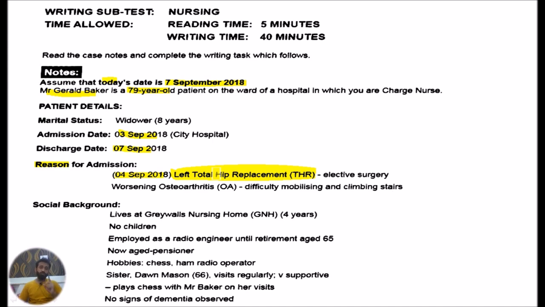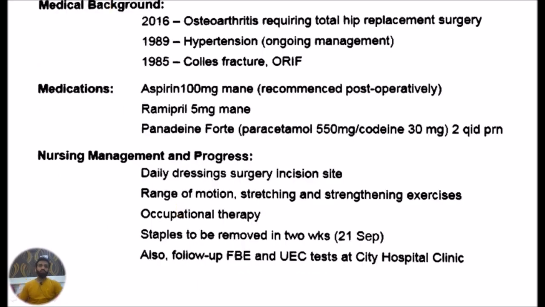On 4th September the patient underwent left total hip replacement. Social background, we will simply cross this paragraph, as this is a discharge letter and we will write nothing from this paragraph. Okay, let's move forward. Here is the medical background. We will not write anything from this paragraph as well, because this is also included in the social history paragraph. I have told you that there is nothing to include from medical background, social background, surgical background, or personal history in a discharge letter.